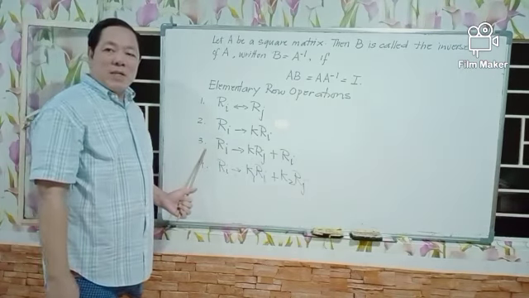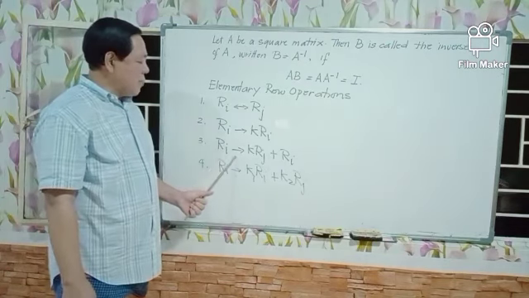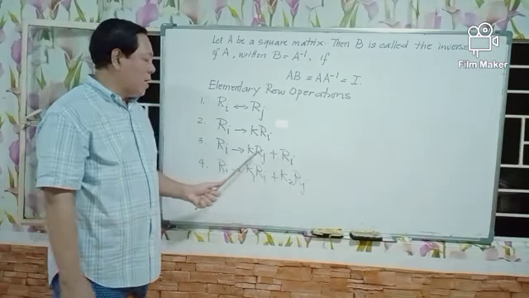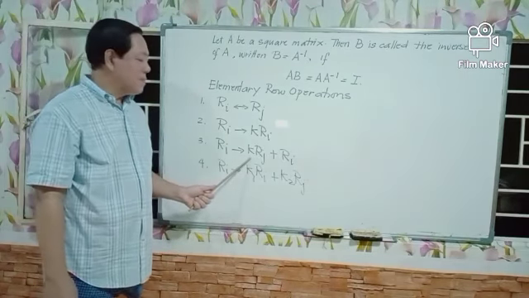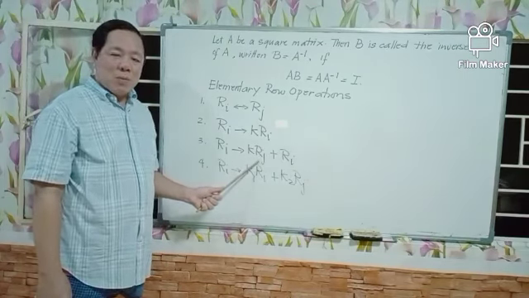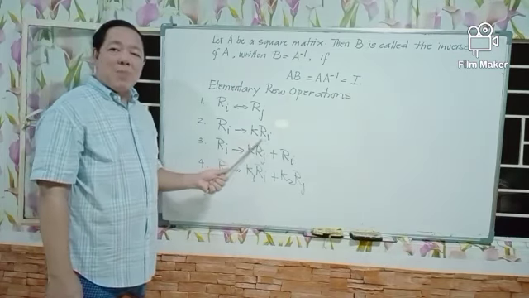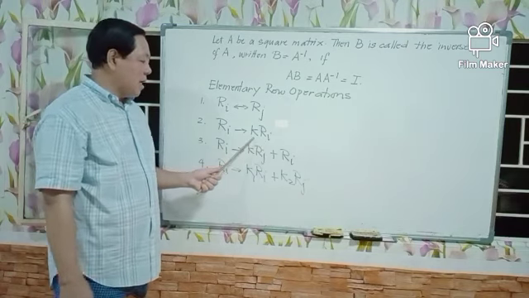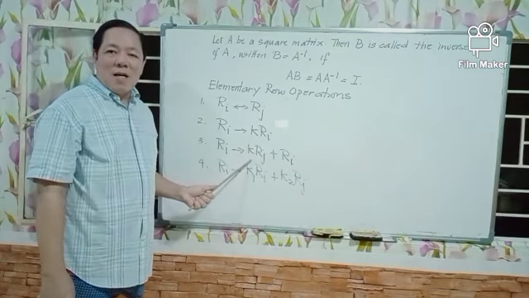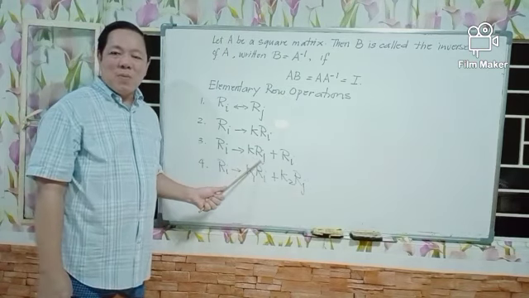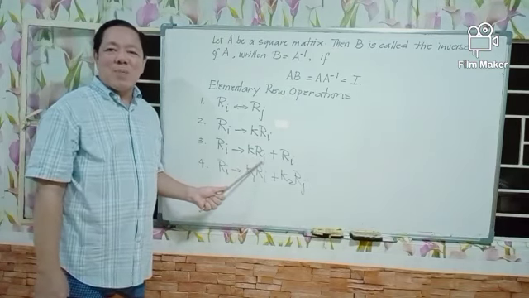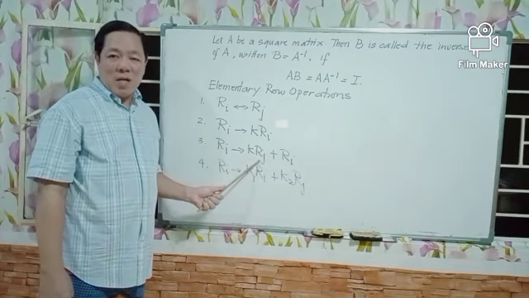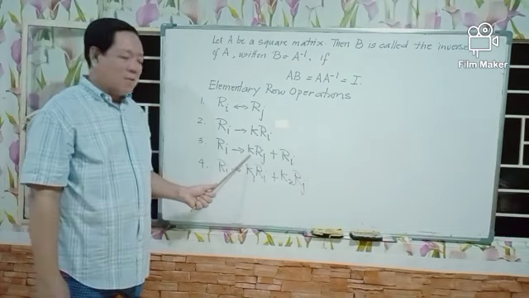In the third elementary operation, the ith row is replaced with the sum of the entries of the ith row and the scalar multiple of the entries of the jth row. The scalar multiple of the ith row is obtained by multiplying all the entries of the ith row by the scalar k. Also, the entries of the scalar multiple of the jth row are obtained by multiplying the entries of the jth row by the scalar k.